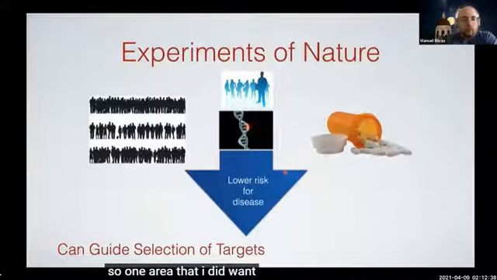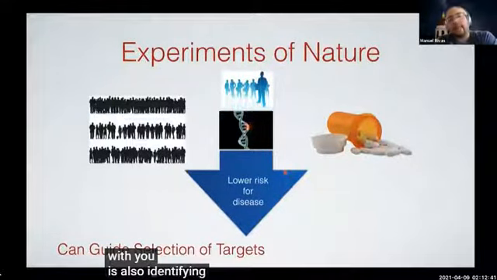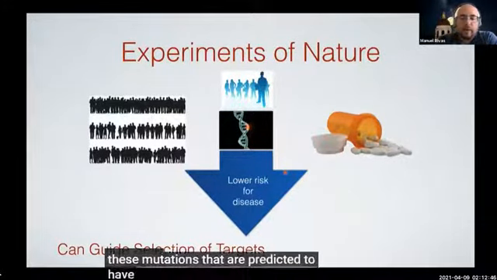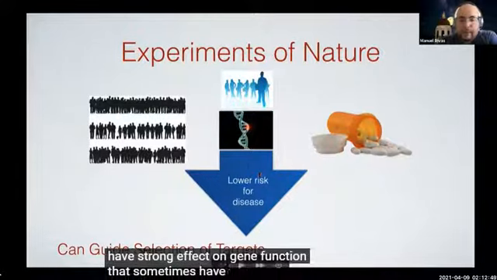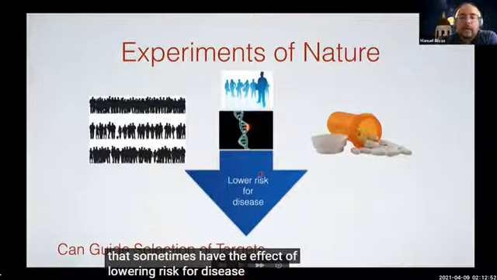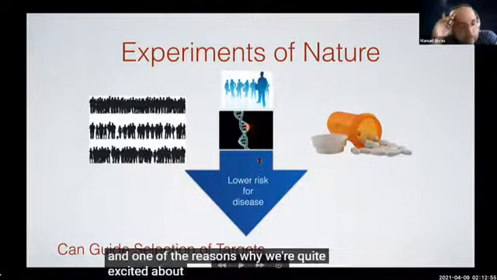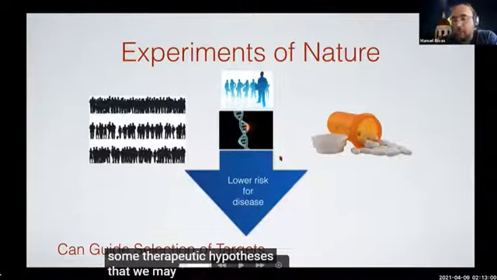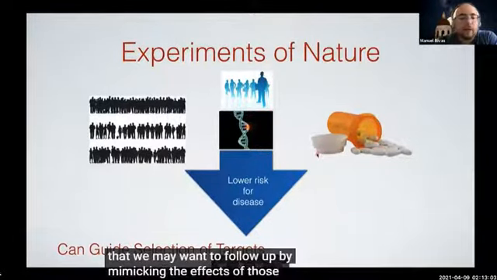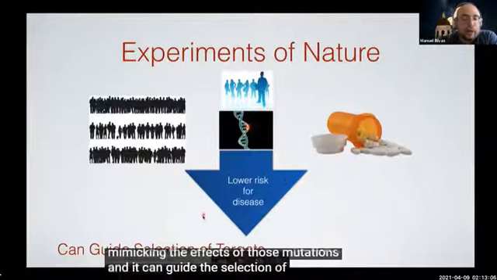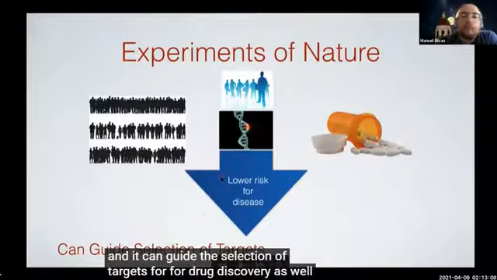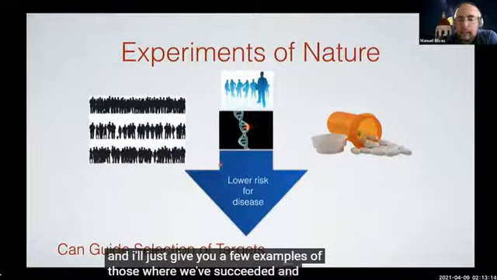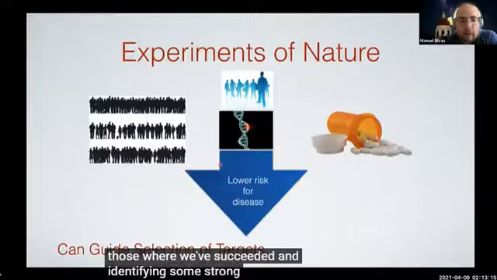So one area that I did want to share with you is also identifying these experiments of nature. So these mutations that are predicted to have strong effect on gene function that sometimes have the effect of lowering risk for disease. And one of the reasons why we're quite excited about that space is because then it does lead to some therapeutic hypotheses that we may want to follow up by mimicking the effects of those mutations. And it can guide the selection of targets for drug discovery as well. And I'll just give you a few examples of those where we've succeeded in identifying some strong effect mutations.